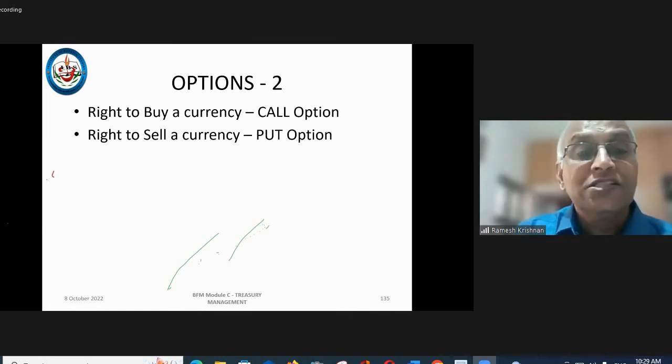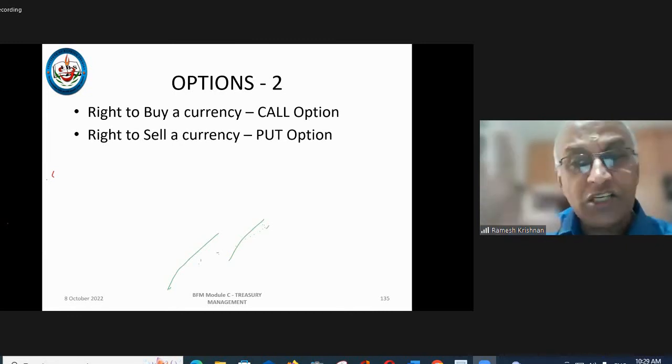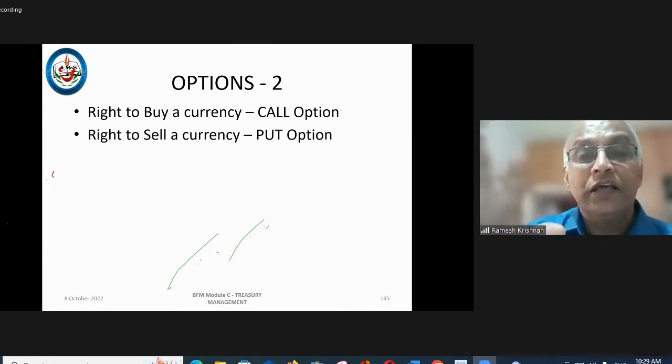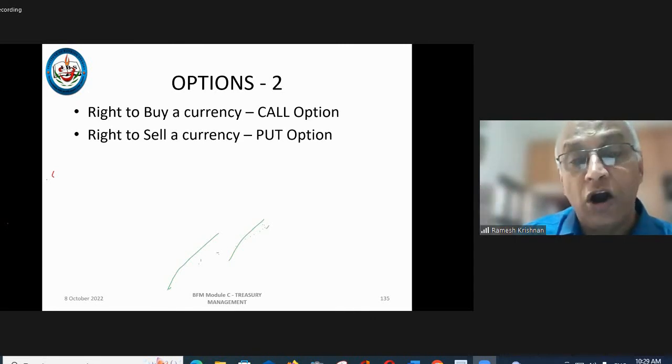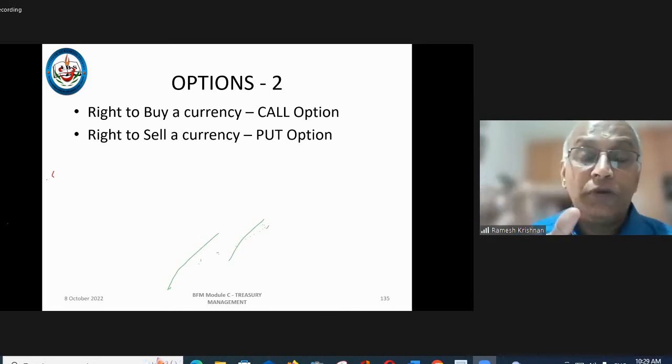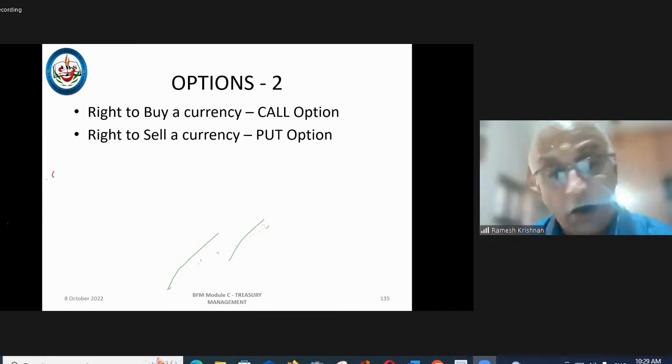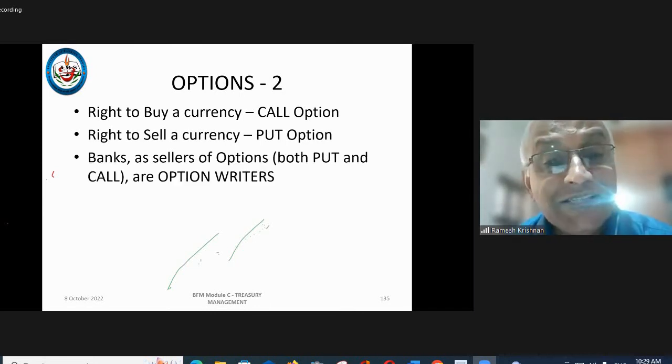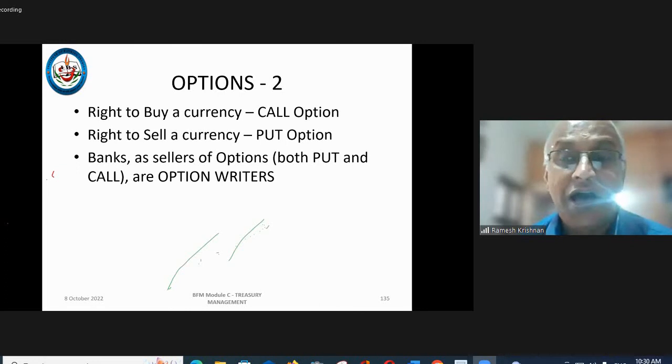Similarly here, the buyer of the option is long call and seller of the option is short call. Similarly, the buyer of the put option is long put and the seller of the put option is short. Now, so banks as sellers of options are option writers. Another term, that's all. An option seller is also called option writer because he is the one who is writing the option in his books. In his balance sheet, it comes as a contingent liability, as a contra entry.